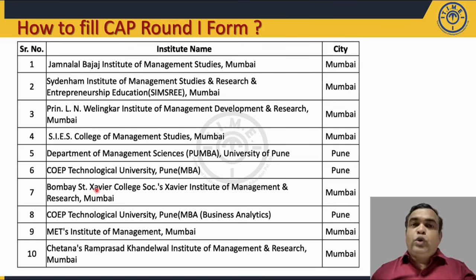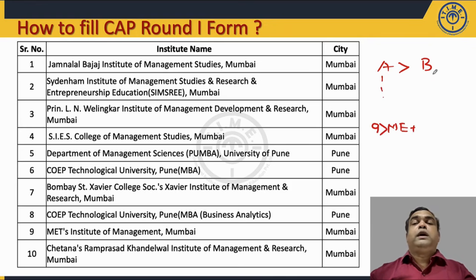What happens? Look at two situations. Let's say 2 people, A and B. The score of A is higher than B, so A has a better rank than B. Suppose A is putting MET as choice number 9, and B is putting MET as choice number 1. What people think is, as B is putting MET as choice number 1, he'll be allotted MET first. No, that's not how it works.